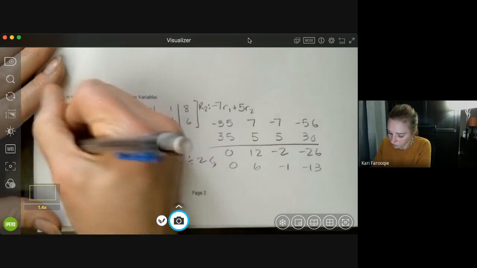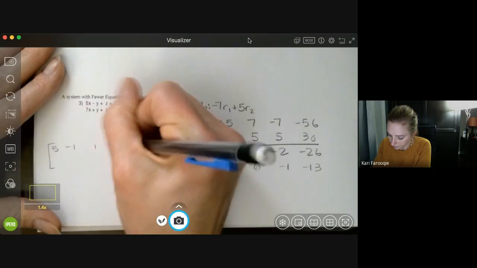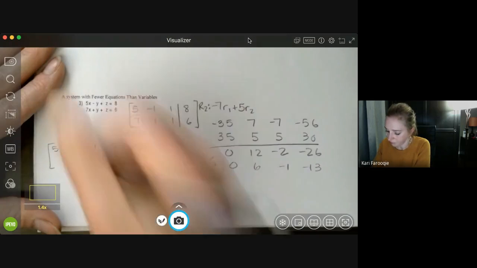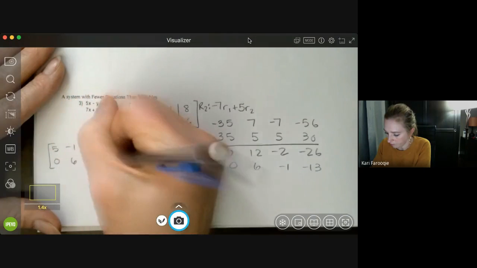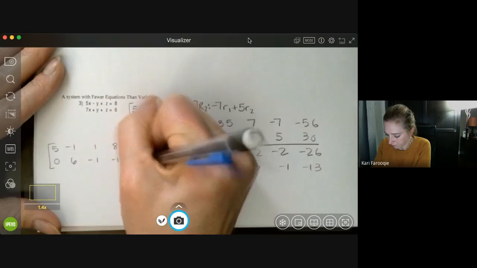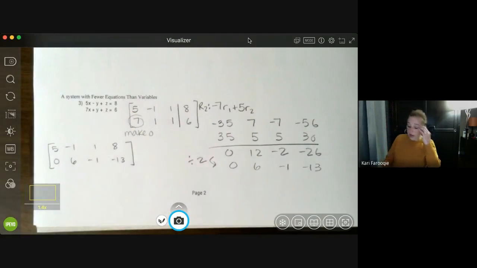So our first row is unchanged. The second row will look like this. Now, I did not actually give you the explicit instruction to write this in row echelon form.